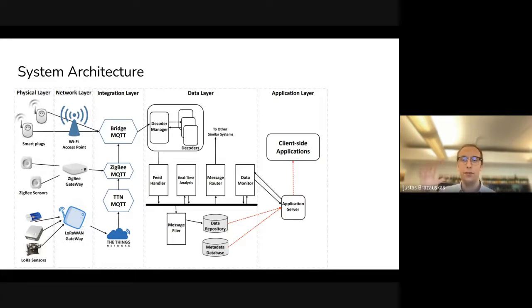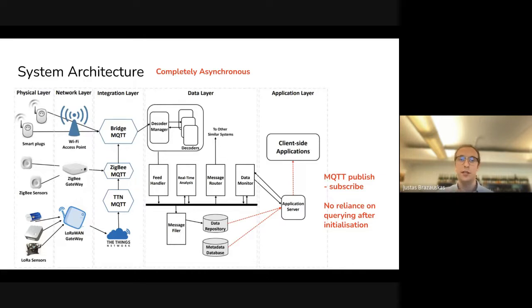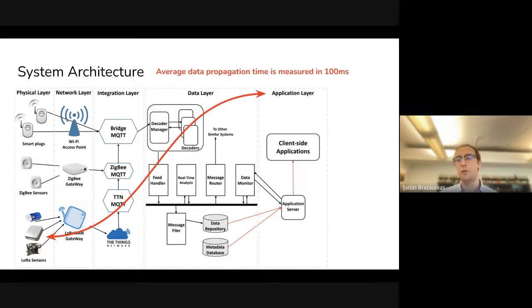On our application layer side, we're using MQTT mechanisms with WebSockets to ingest all this sensor data and just pass it through the platform without having to rely on data querying from data repositories. So initially, when loading the web page, we query the data for BIM information, and then we open WebSockets so that the sensor data can just flow through. And the average data propagation time is measured in hundreds of milliseconds.